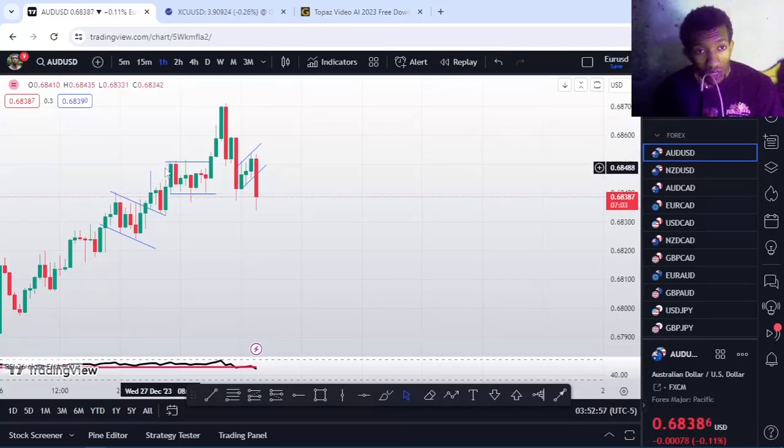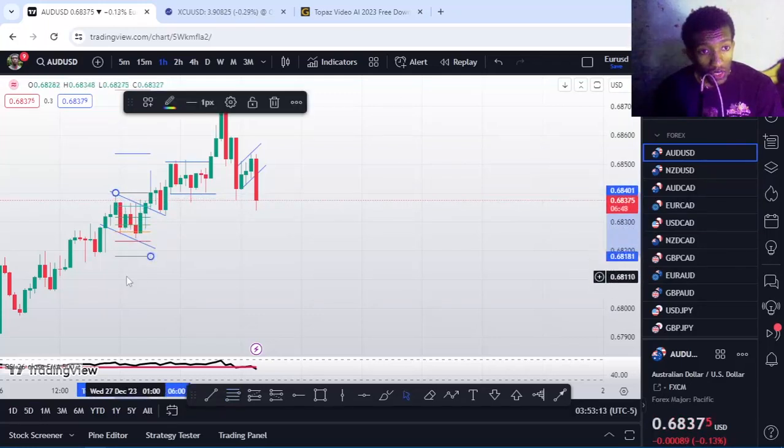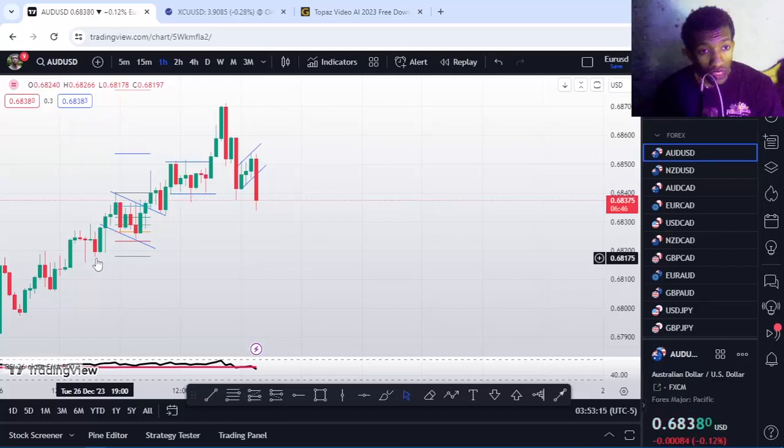Let the other 30% run to the other TPs. How do you determine the TPs? Just measure. You can just measure from this high to this low, this swing low, because this swing low is responsible for this move, and this move from this high to this low carries this price action.